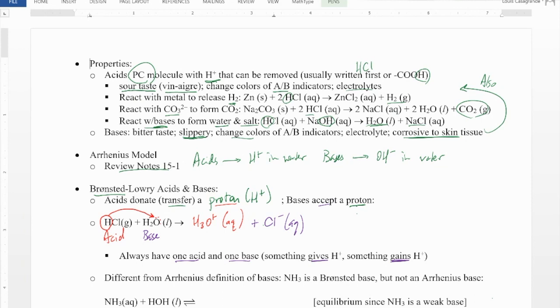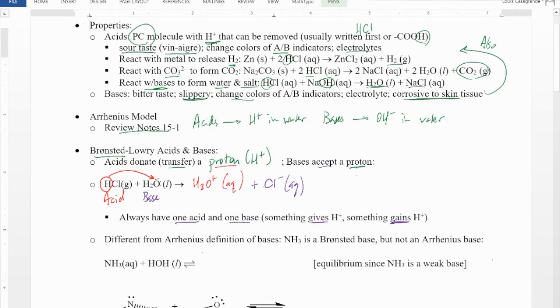For bases, we get a different model. So you can see that the OH minus in a base for a Bronsted-Lowry base has the ability to accept a proton, but we'll get back to that in a few minutes.